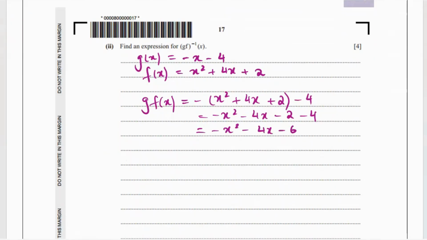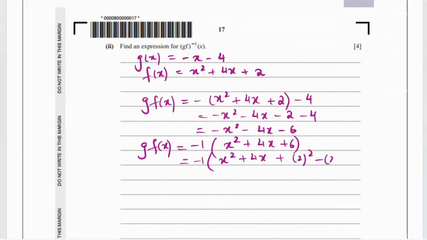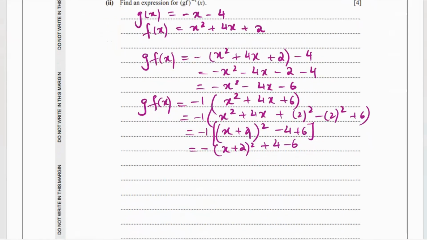Now to find the inverse of g f of x, we have to find the completing square form of this. First we take -1 common from the entire expression. That's going to be x squared plus 4x plus 6 inside the bracket. So -1 bracket, x plus 2 squared minus 2 squared plus 6. That's x plus 2 whole squared minus 4 plus 6. Multiply the negative sign, so negative x plus 2 whole squared plus 4 minus 6, which is going to give us minus 2 over here.